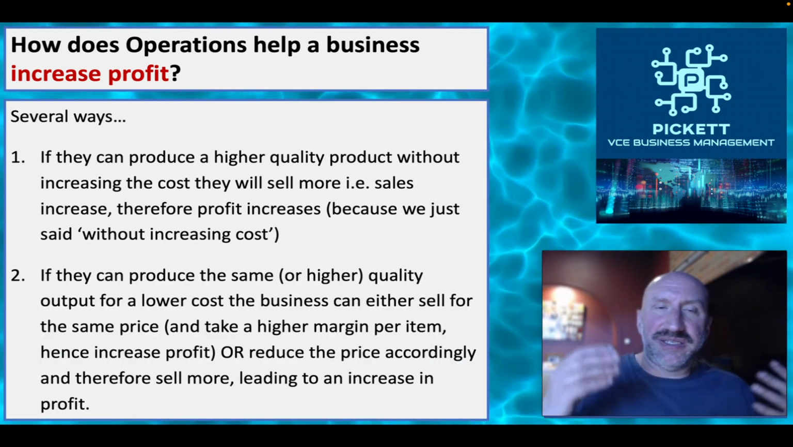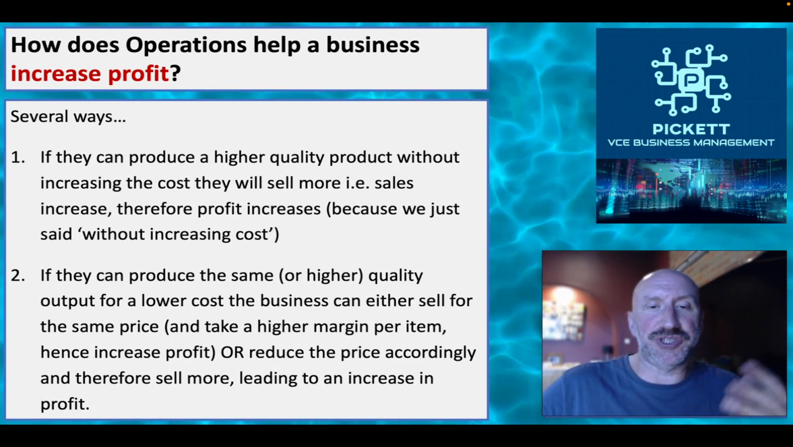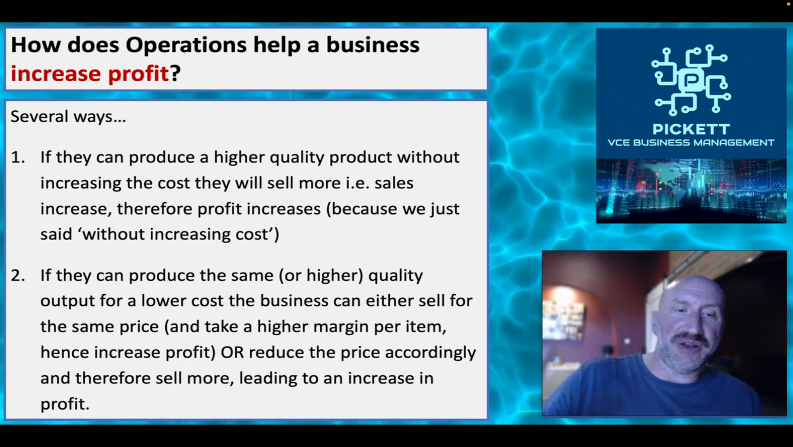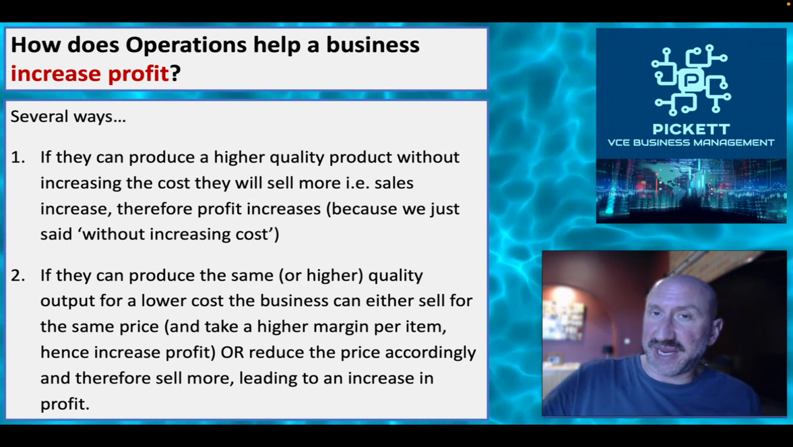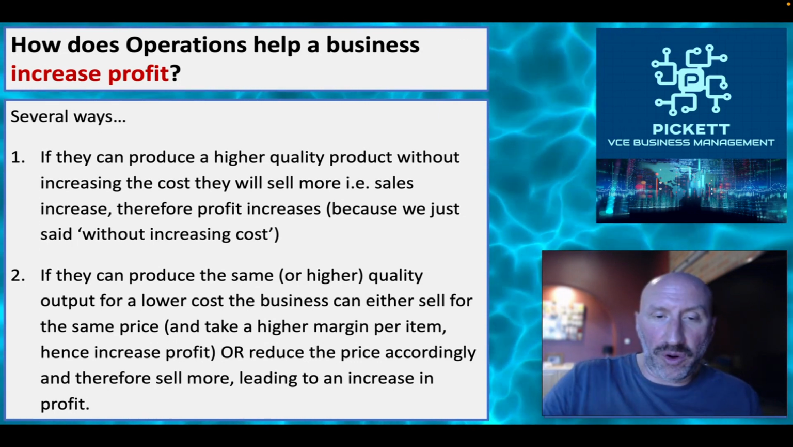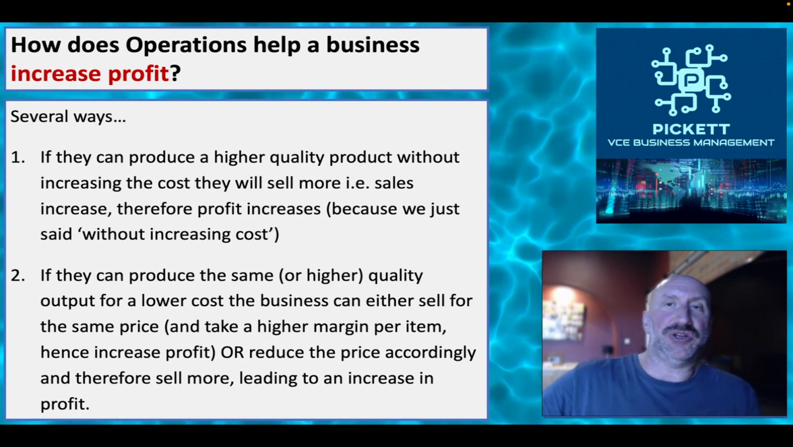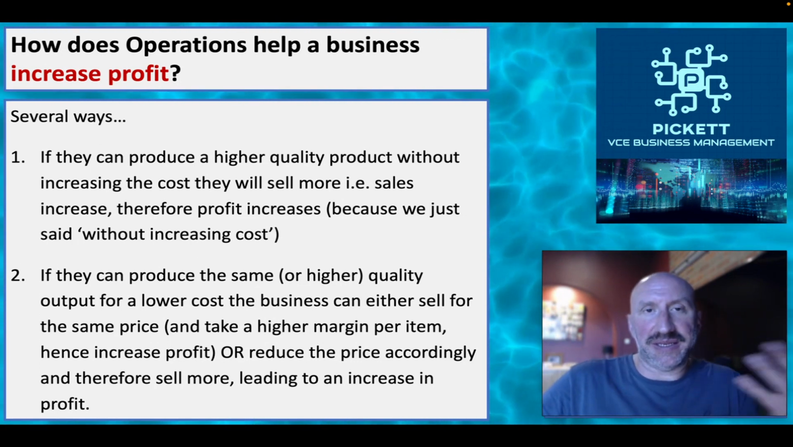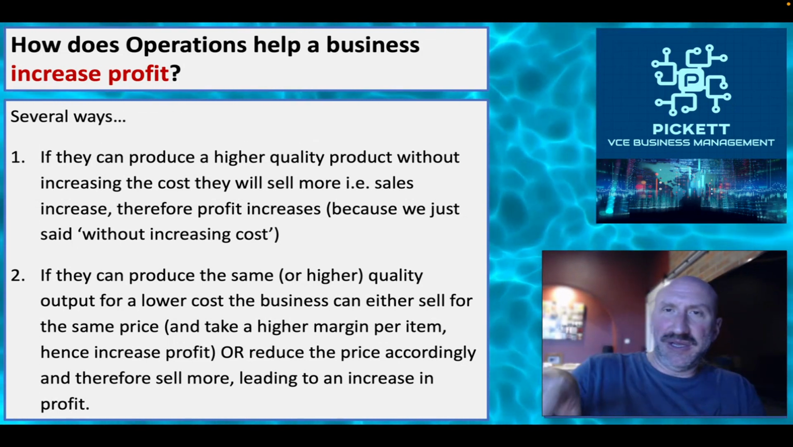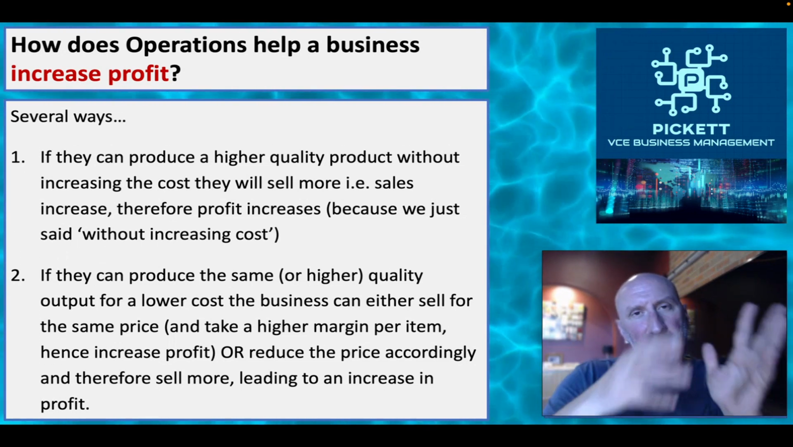Second way, and again, this is just a random way, there's many others. If operations can produce the same or higher quality output for a lower cost, now the business can either sell for the same price and take a higher margin per item, that increases profit, or if you're able to lower the cost, you could now reduce the price, and that then should lead to more sales. And again, that leads to an increase in profit. So like we did with human resource management, however you're going to explain this, you just need to make a logical argument, logical steps.